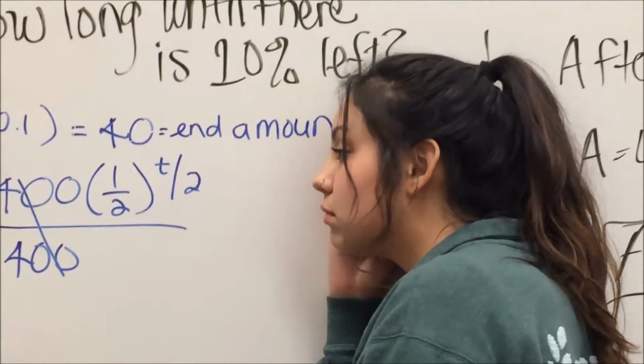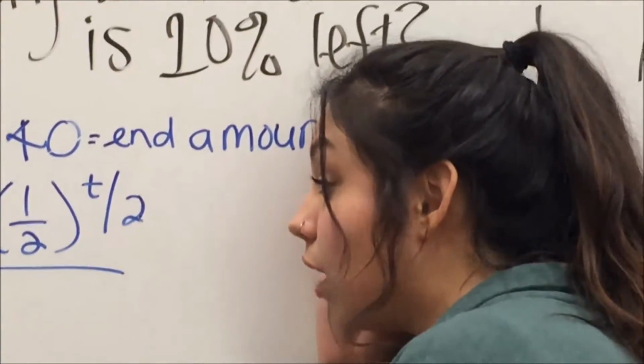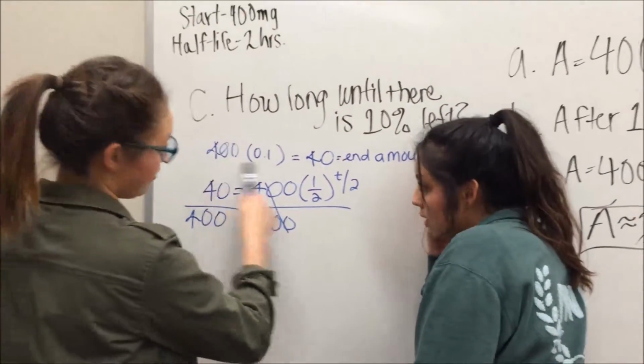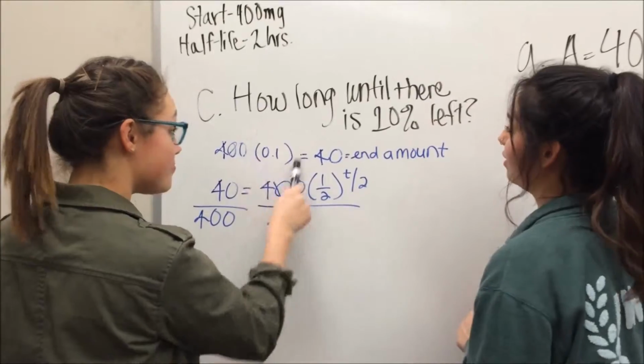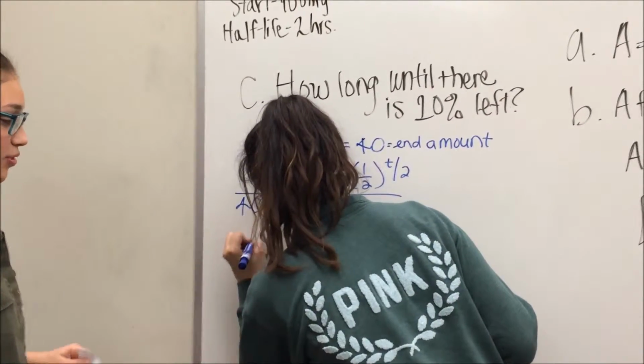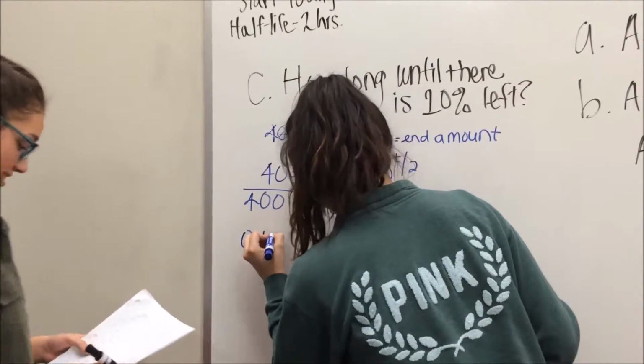So, what's 40 divided by 400? I don't know. I have a headache. Oh yeah, I forgot you have a headache. You just did it right here. 0.10. 0.1. Yeah.